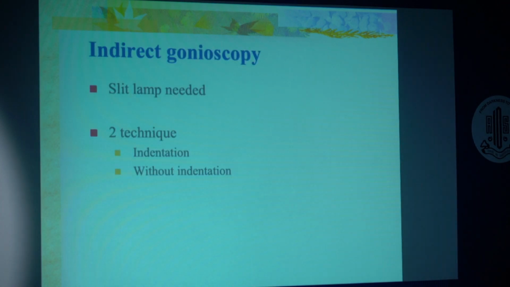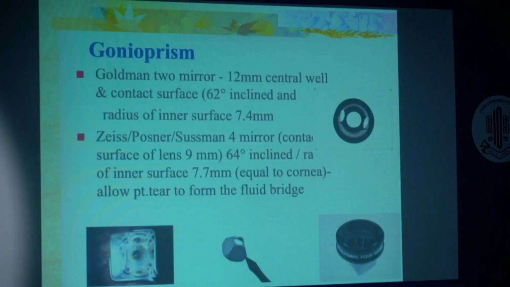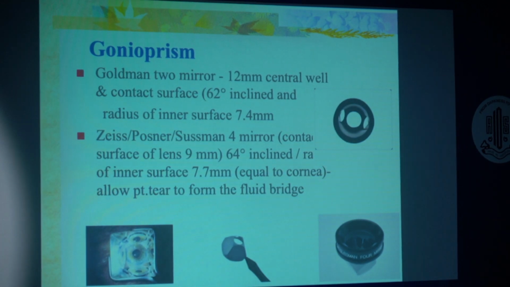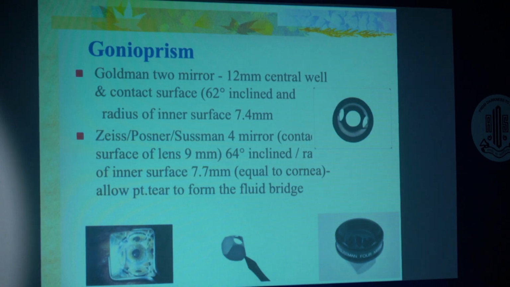What do we directly see in gonioscopy? We use a slit lamp. We have two techniques: with indentation and without indentation. And what are the lenses we use? A Goldmann two-mirror, a single mirror, or a four-mirror, Posner four mirrors. What is the difference between two-mirror and four-mirror? In a two-mirror, the central convex curve is 12 millimeter, and the mirrors are inclined 62 degrees, while in a four-mirror it is 64. The radius of the inner surface is 7.4 in a two-mirror, and here it is 7.7, equal to the cornea. So this allows the tears to act as the coupling solution.